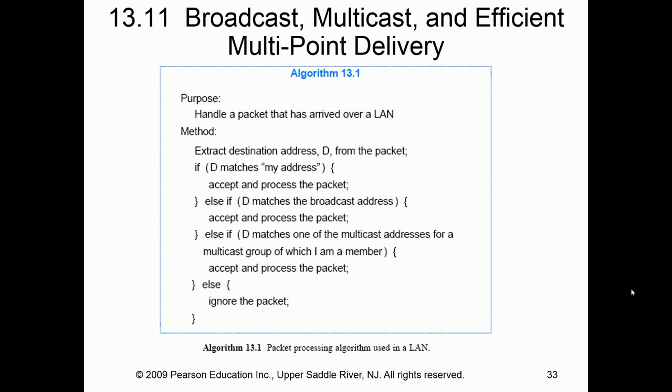So here is the basic algorithm. If a packet arrives over a LAN, extract the destination address from the packet. Does it match my address? If it does, do this. If not, is it a broadcast? If not, is it a multicast? If not, then ignore the packet. It will go through this process for every packet.